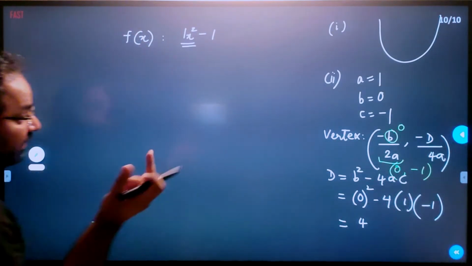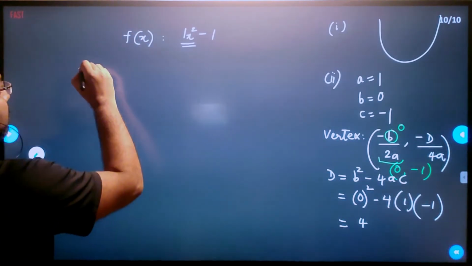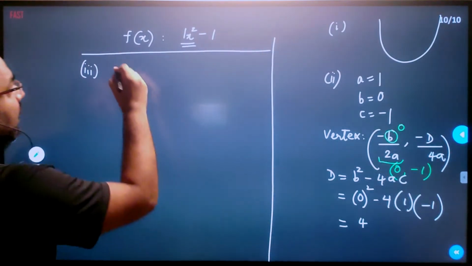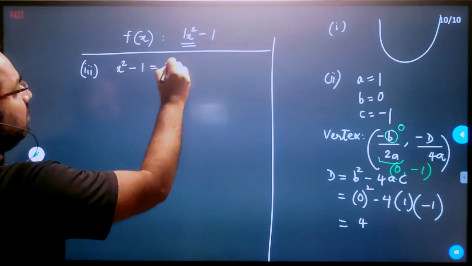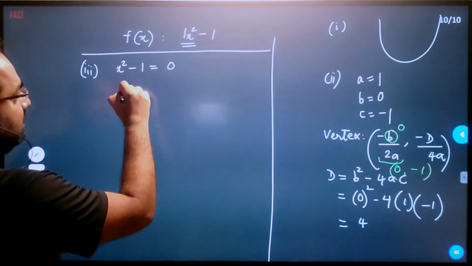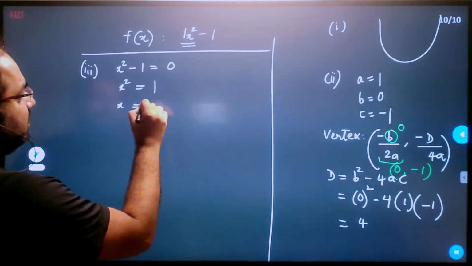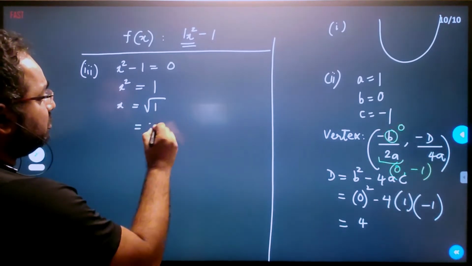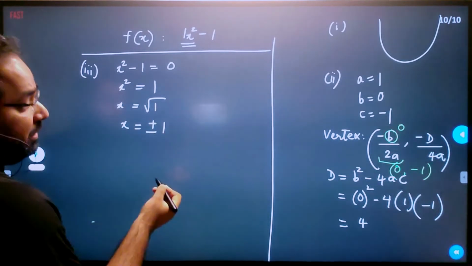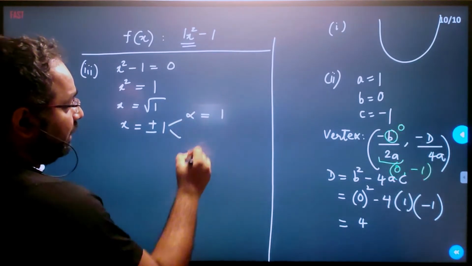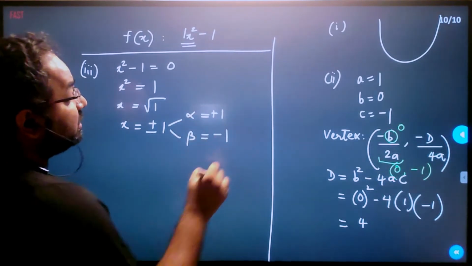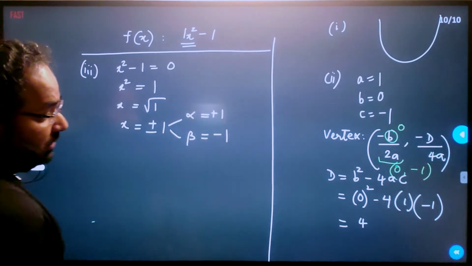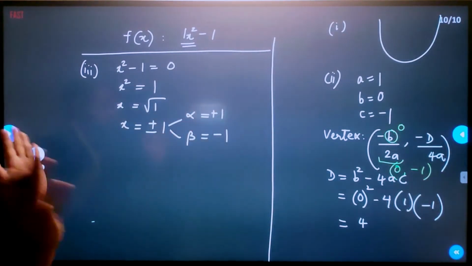The third point is I need to find out my zeros of the polynomial. I'm going to do that here. I have x square minus 1 is equal to 0. So I'll push 1 that side, so I get x square equal to 1. x becomes equal to root of 1. This is where all of you will make a mistake. You will forget to write plus or minus 1. You have to write plus or minus 1 because alpha becomes plus 1 and beta becomes minus 1. Remember, a quadratic polynomial should always have two zeros. So one is plus 1, the other is minus 1. Now I have all the values.